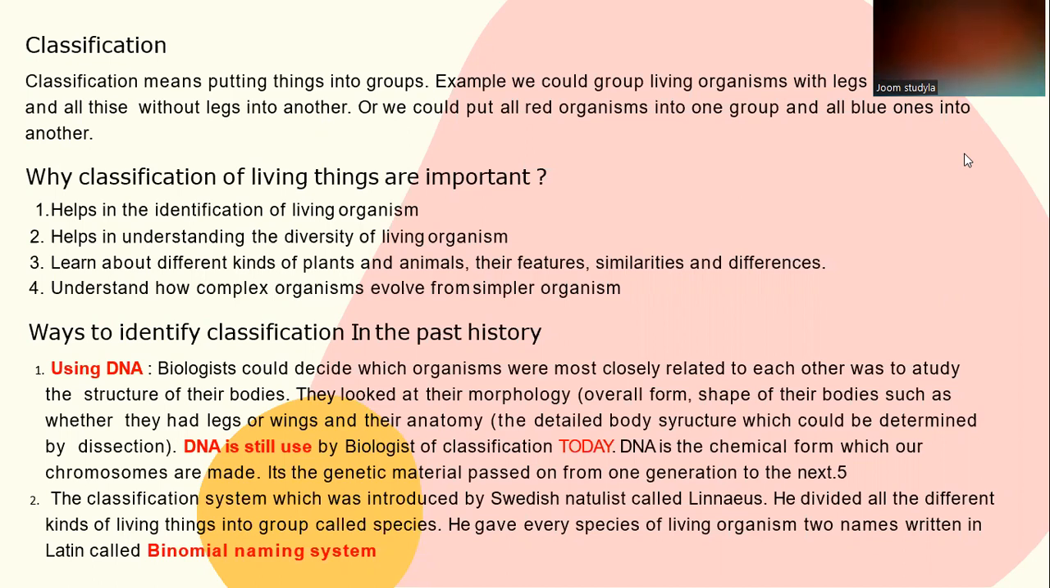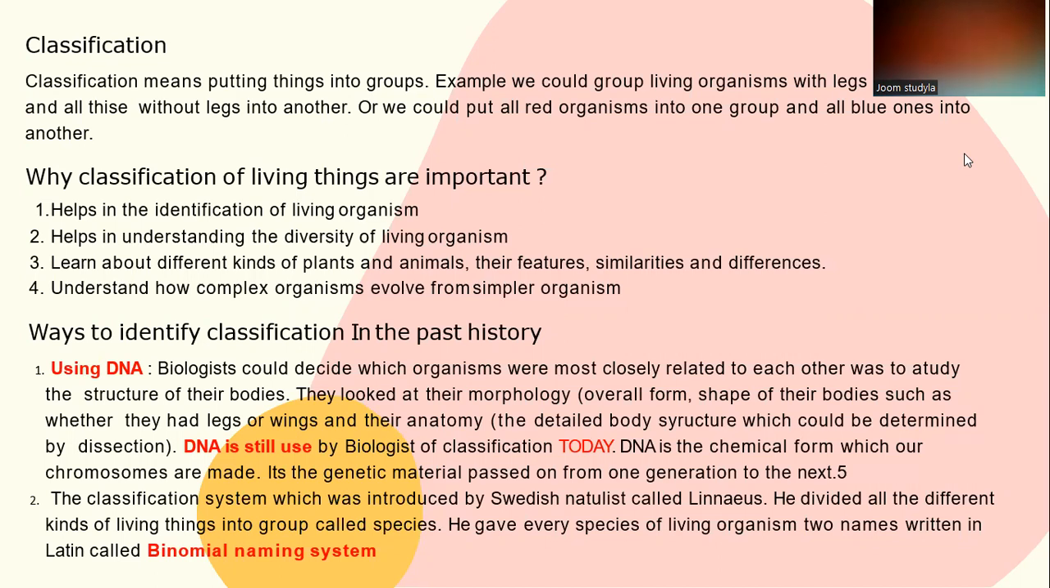Why is classification of living things important? First, it helps in the identification of living organisms. Number 2, it helps in understanding the diversity of living organisms. And number 3, you learn about different kinds of plants and animals, their features, similarities, and differences. And number 4, you can understand how complex organisms evolved from simpler organisms.